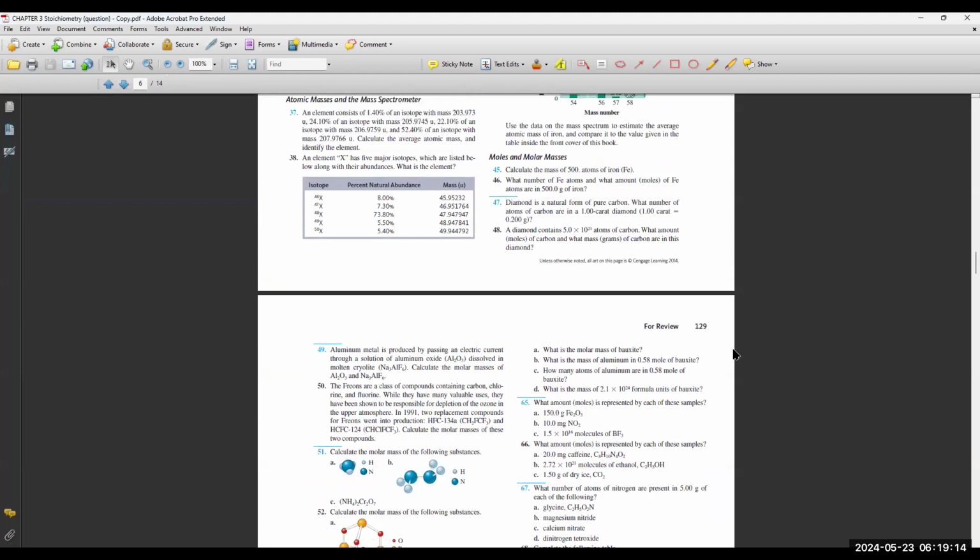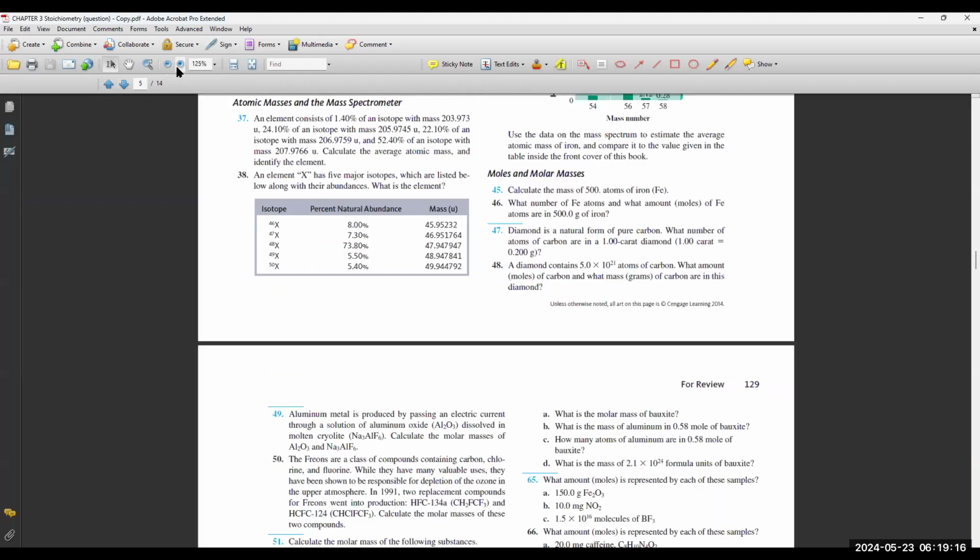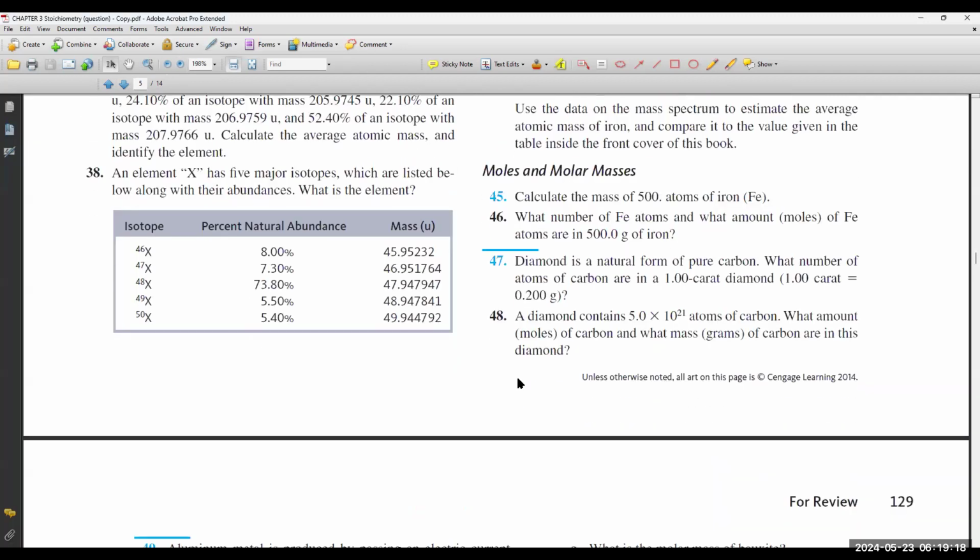Here are the questions based on moles and molar masses. So what is the molar mass? That you can calculate by looking at the periodic table. So let's start with this question. Question 45. Calculate the mass of 500 atoms of iron.